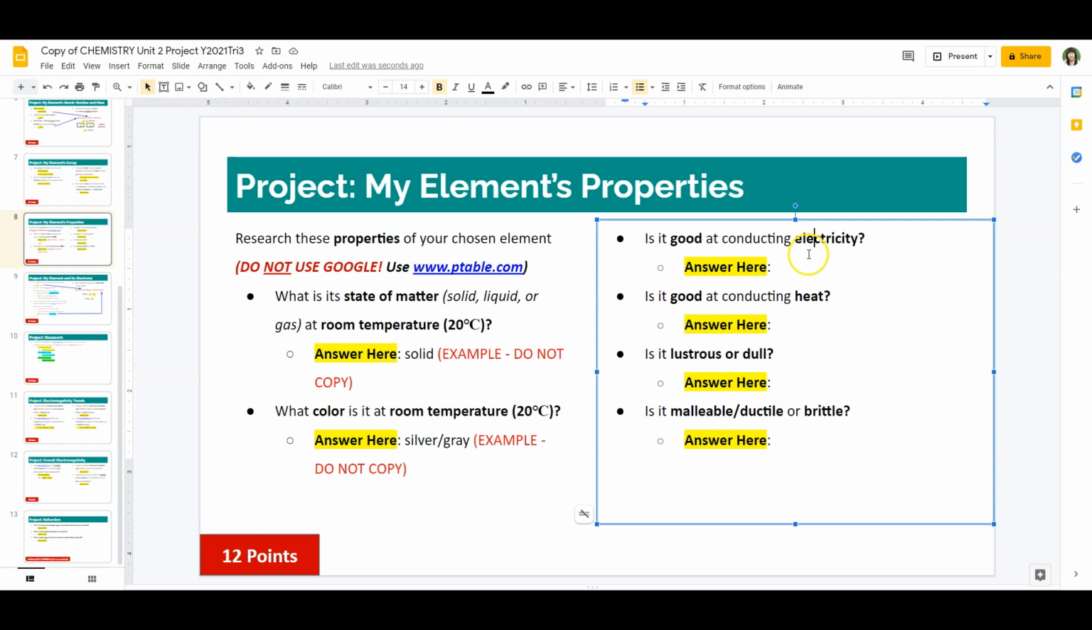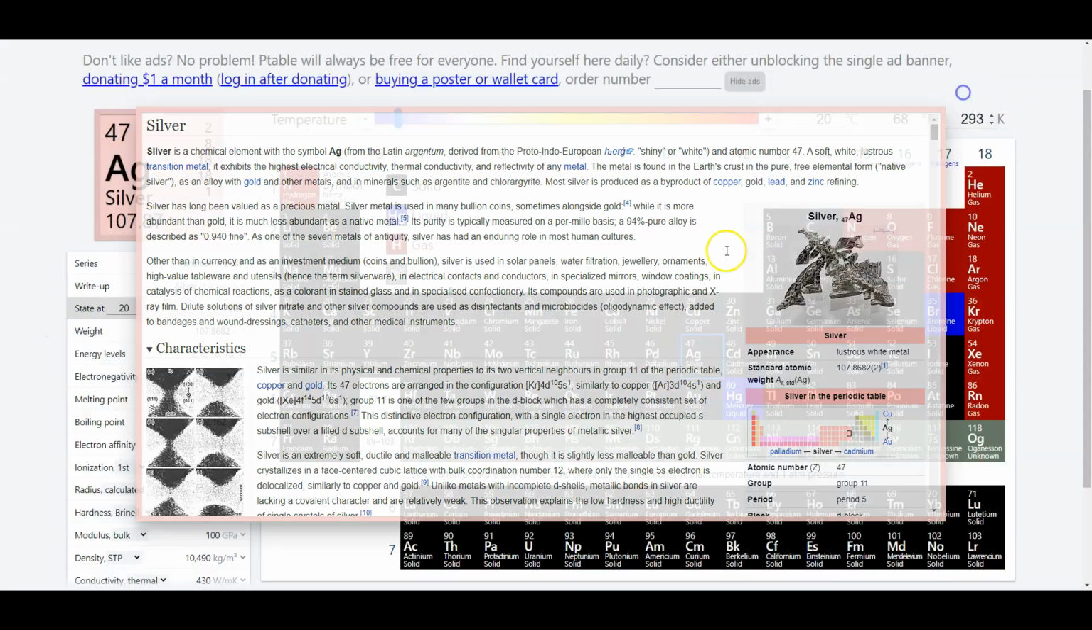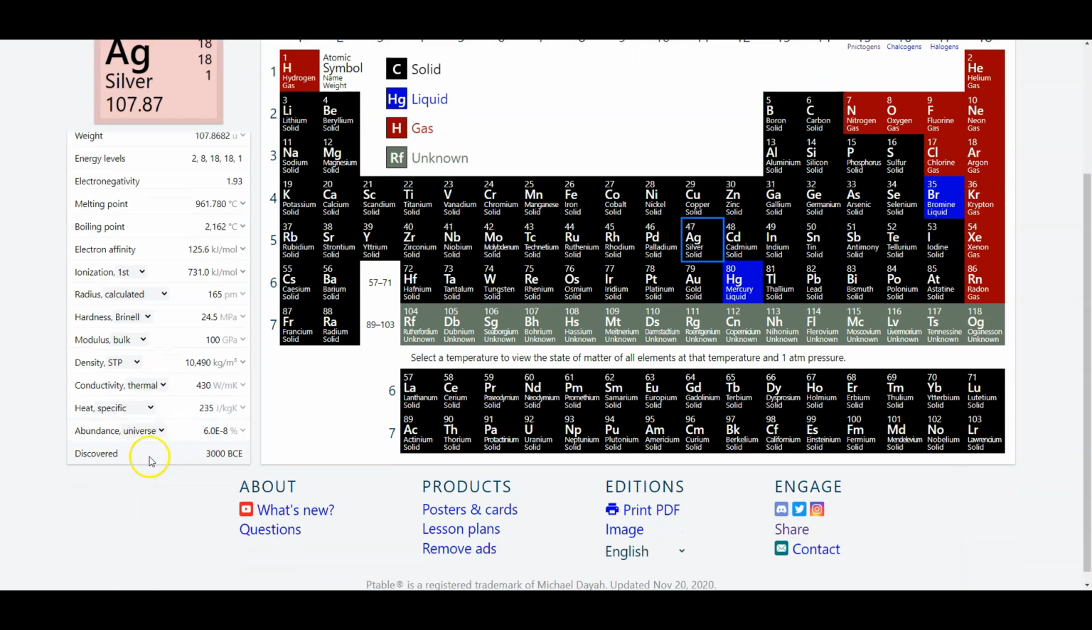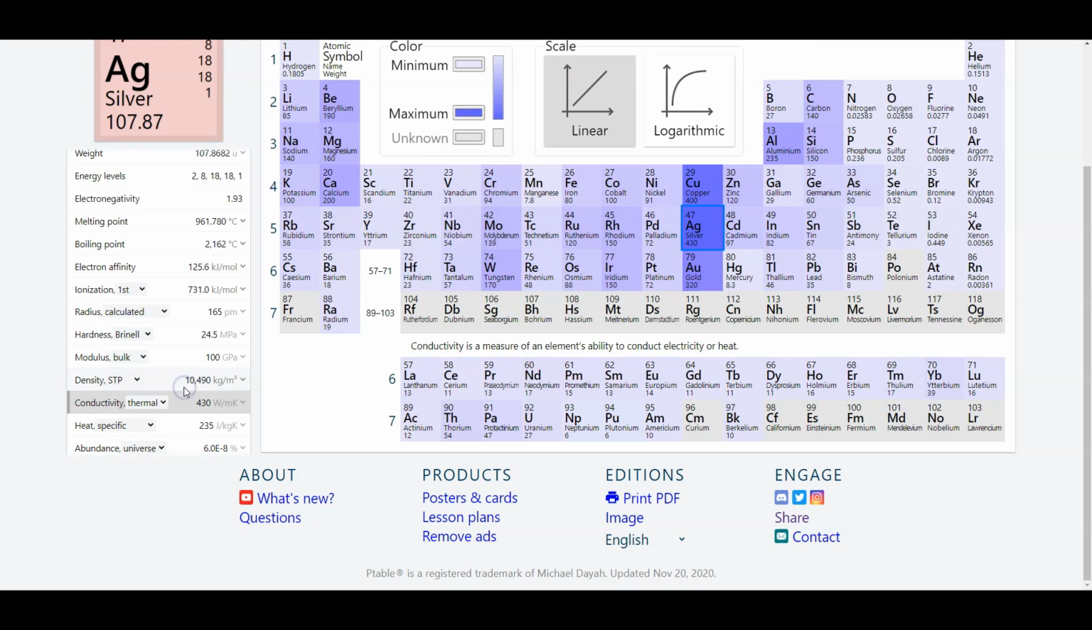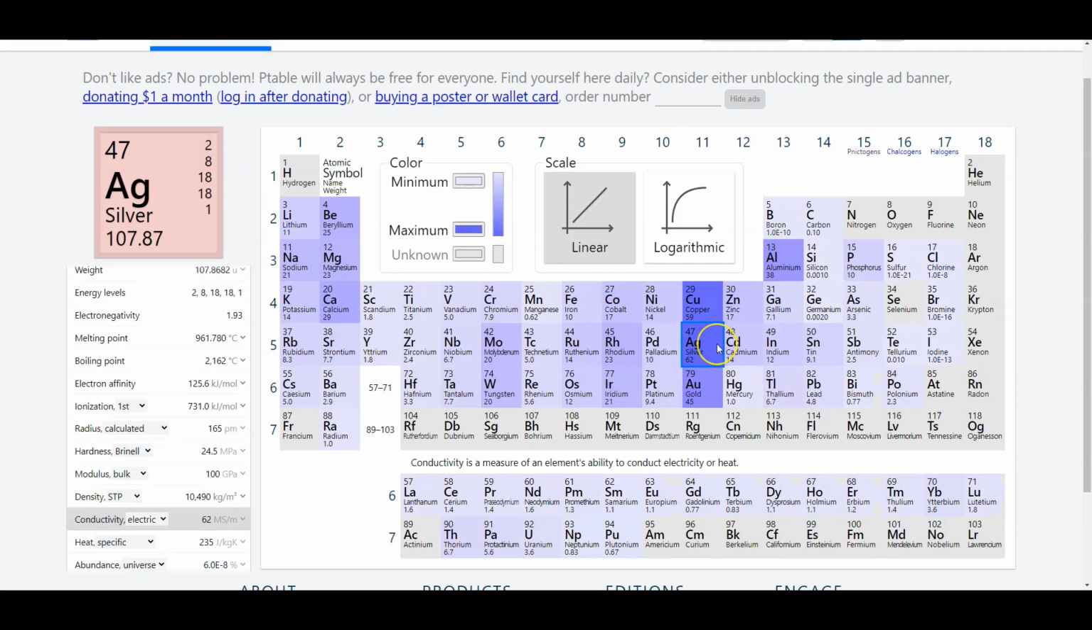Then it says, is it good at conducting electricity? All right, so for this one, we're going to go ahead and jump back to our information here. And you can see here that if you scroll down, you can see conductivity. There's both thermal, which is heat conductivity, as well as electrical. So what I'm going to go ahead and do is click on that bar right there, and I'm going to change it from thermal to electric.